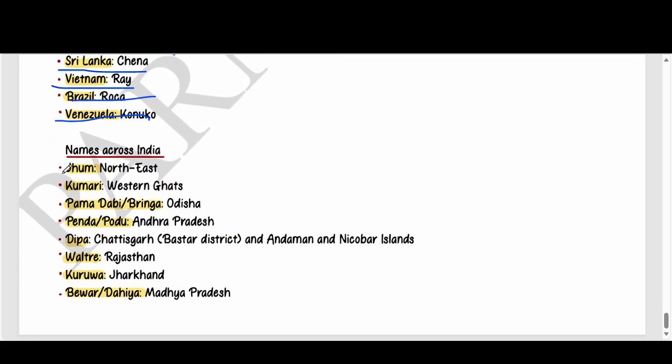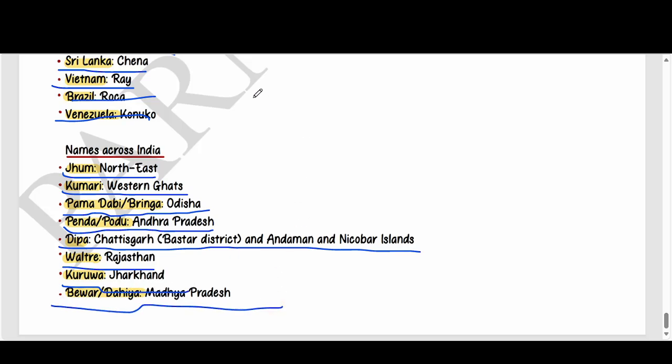Names across India: Jhum in the Northeast; Kumari in the Western Ghats; Dabi and Bringa in Odisha; Penda and Podu in Andhra Pradesh; Deepa in the Bastar district of Chhattisgarh; Andaman and Nicobar Islands, Valtre; Valre in Rajasthan; Kurwa in Jharkhand; Bewar and Dahiya in Madhya Pradesh.